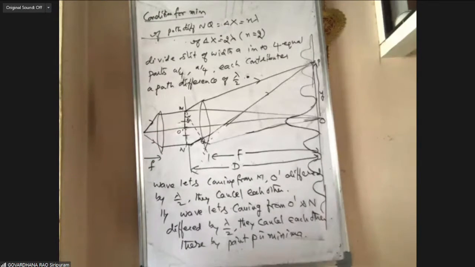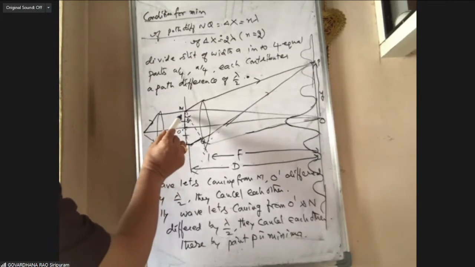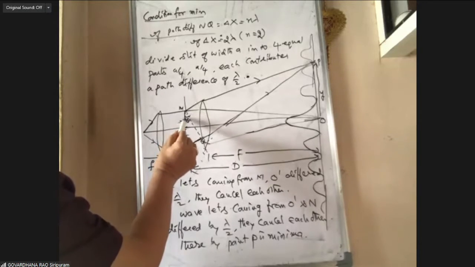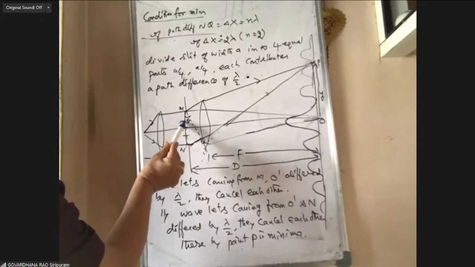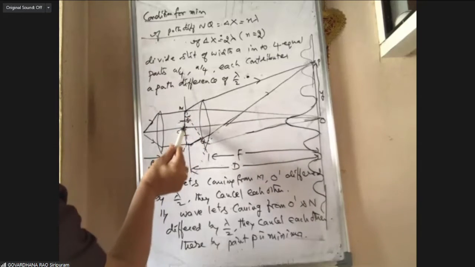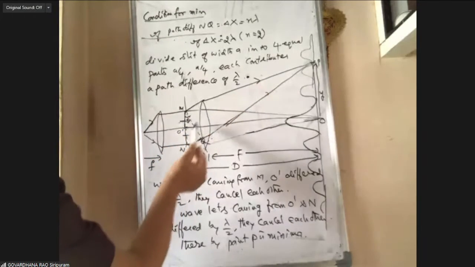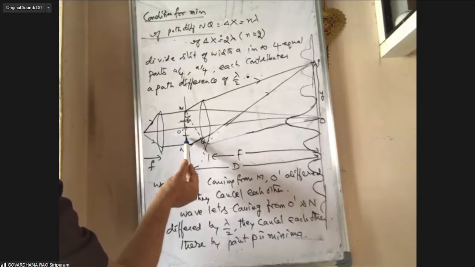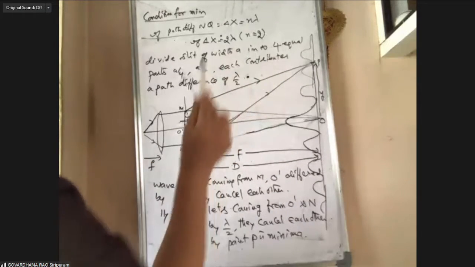Okay. Again, what happens now? These two will have a path difference of lambda by 2. These two will have lambda by 2. So wavelets coming from M and this is lambda by 2. This and this is lambda by 2. This and this is lambda by 2. This and this is lambda by 2. Again, they all cancel each other.